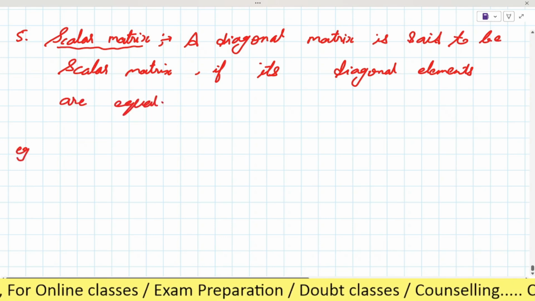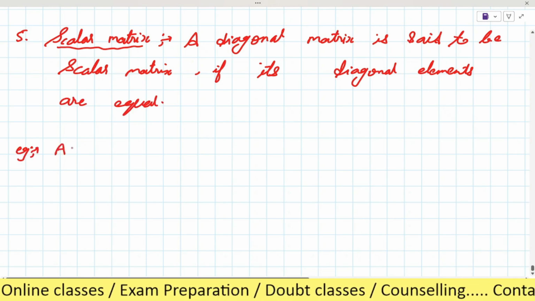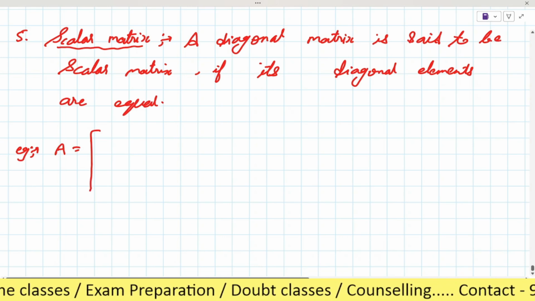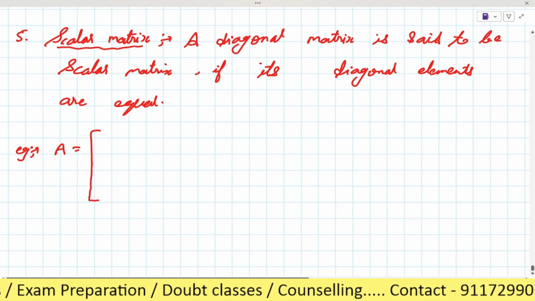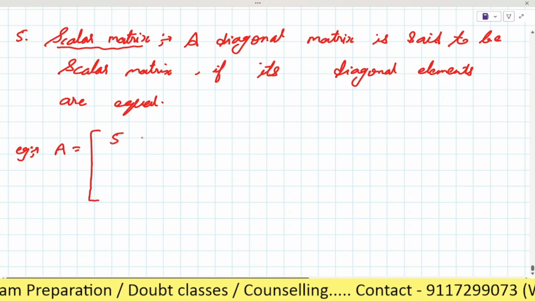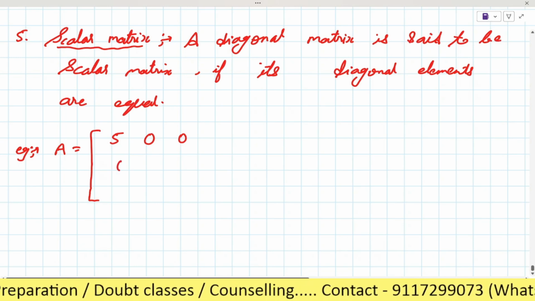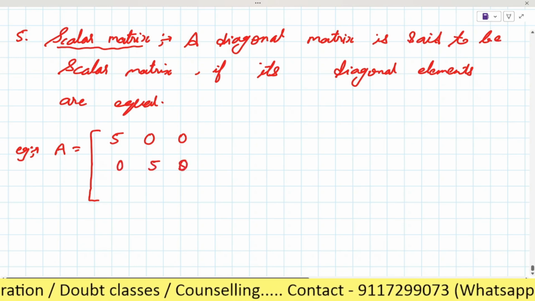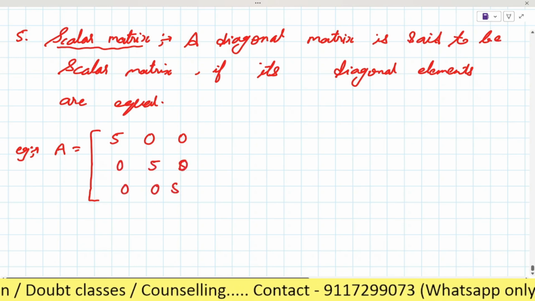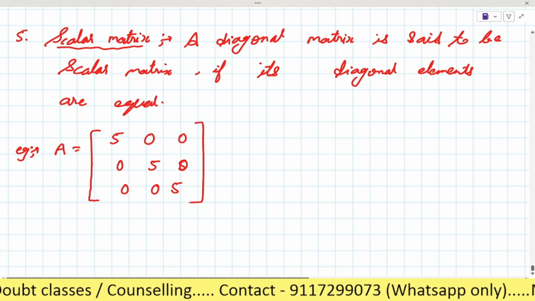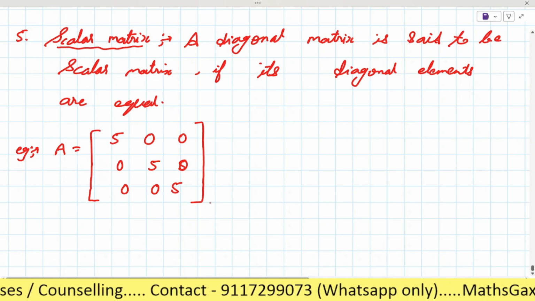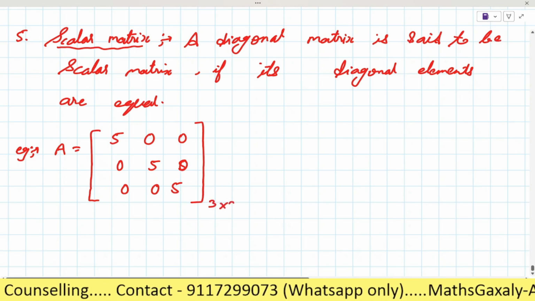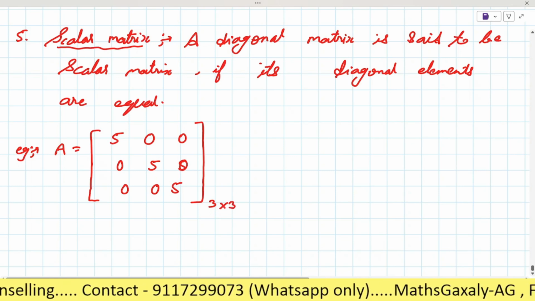Let's see an example. Suppose there is a diagonal matrix. And one more point, as it is a diagonal matrix, it means it is also a square matrix. So 5 0 0, 0 5 0, 0 0 5. As you can see here, the diagonal elements are the same. So that's why it will be known as a scalar matrix. And it is a matrix of order 3 by 3.